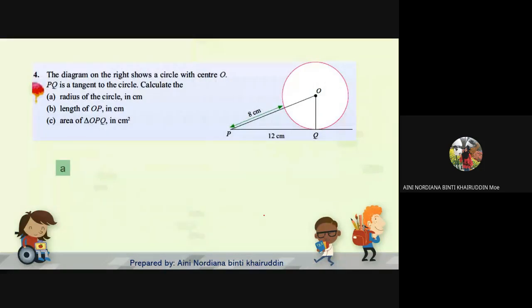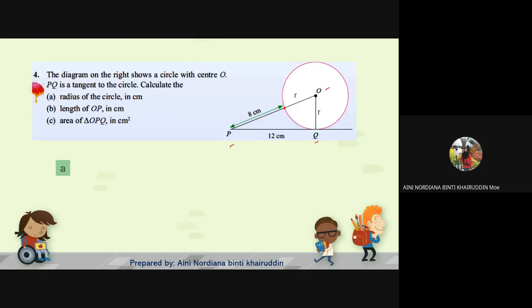Next, the last question. Question number 4. The diagram on the right shows a circle with center O. PQ is the tangent to the circle. Calculate the radius of the circle. The radius here is OQ. O, the center, to this point is also a radius. So I put R here for radius.